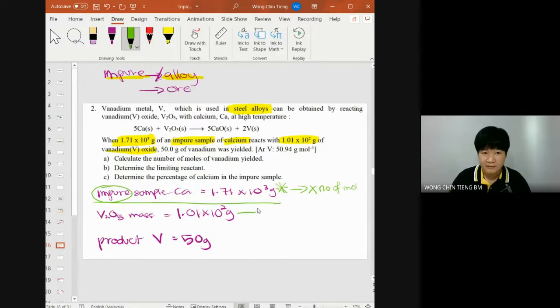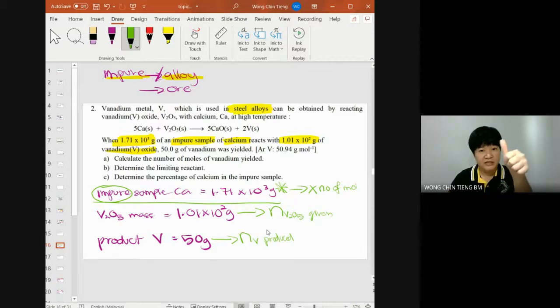Because that is the mass of vanadium oxide. So find the number of mole vanadium oxide given. And then over here, find the number of mole vanadium produced. And guys, look at the way that I write. So right now you have given, you have excess, you have needed, you have produced. Keyword ni kena ada. Okay? And Safan say ratio. We definitely using ratio and equation is given.